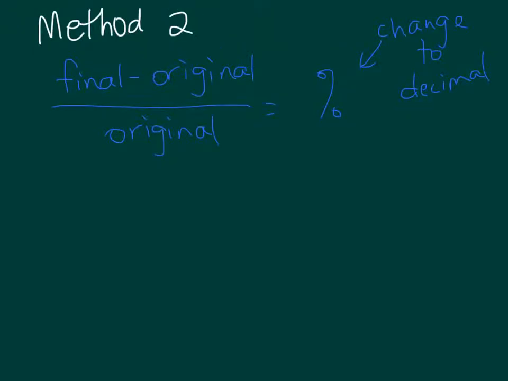Or we can also use another one that's very similar. You take the final minus the original, same as in the other equation. That's going to give you the amount of change. We're going to put that over the original amount, and that's going to equal a number that we make a percent by changing it to a decimal. So it's important you remember, if you use that method, to change it to a decimal.